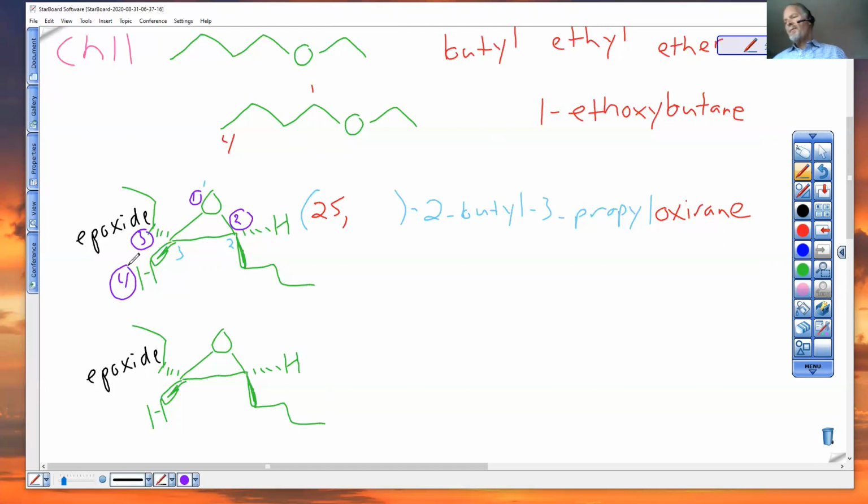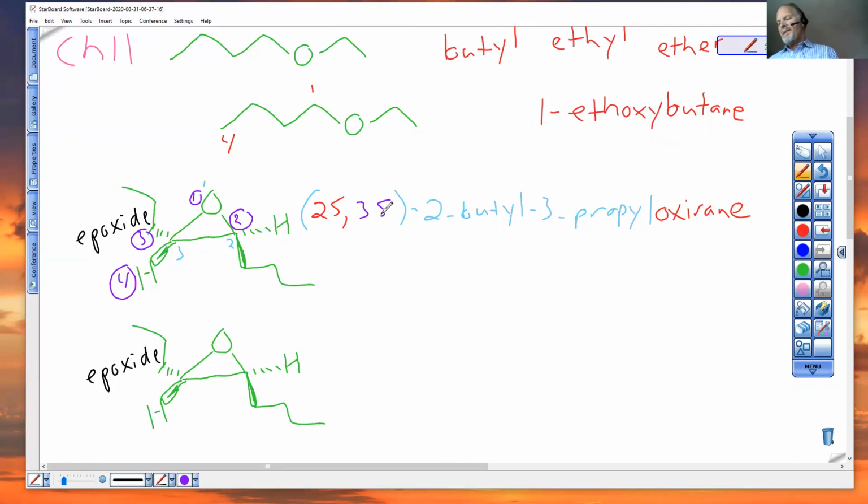And you connect 1, 2, and 3. It goes clockwise, but the number 4 group's on a wedge, not a dash. So the wrong answer is R. Therefore, the right answer is S. Okay. You can only do that with the number 4 group on a wedge.